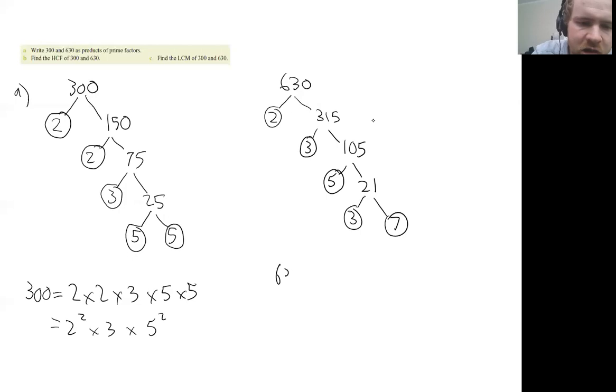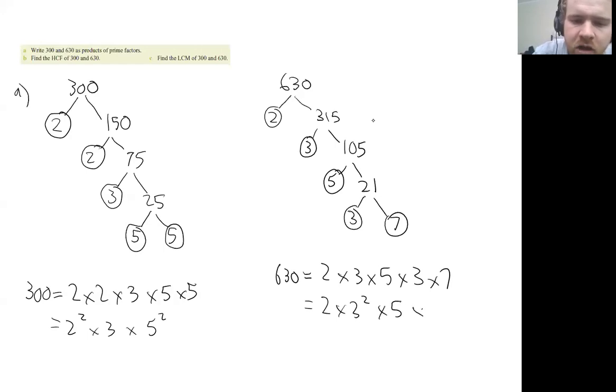So 630 equals the product of all its prime factors, which is 2 times 3 times 5 times 3 times 7. And you can see here there are 2 3's. So it equals 2 times 3 squared times 5 times 7. And we've got our number written out in prime factors. So we've done part A.